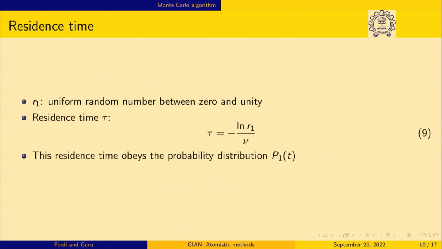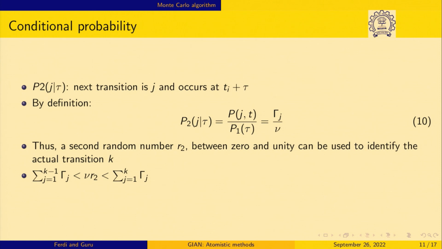So, that is the first random number that you have to generate. Of course, the second random number you have to generate decides the next transition, which occurs to state j after this tau. So, that is a conditional probability.